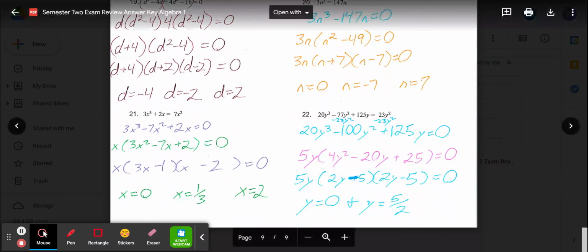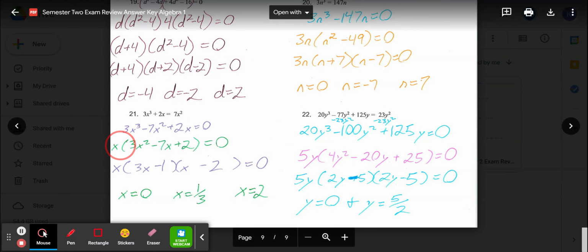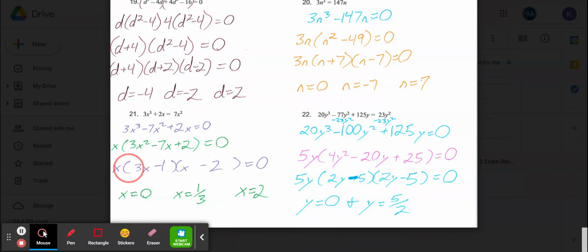And then in 21 and 22, we need to get them equal to 0 first. And then we can do our factoring of the common multiple out of them. Factor the trinomial on the inside. And with 21, we end up with x times 3x minus 1 times x minus 2. And in 22, after we pull out the 5y, we should have 2y minus 5 and 2y minus 5.